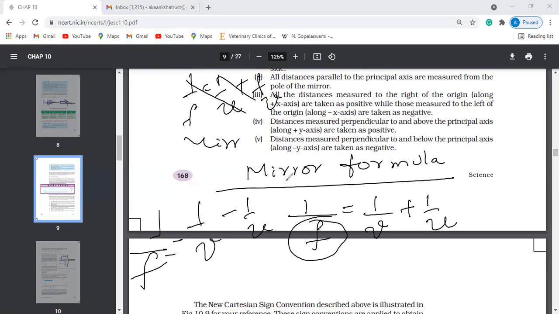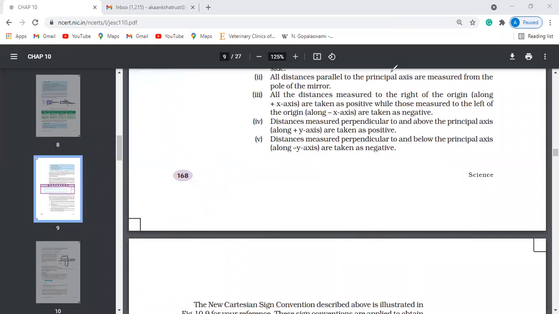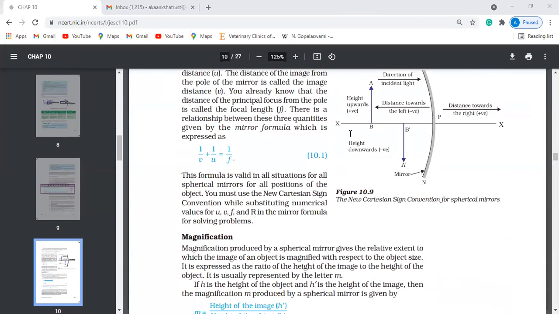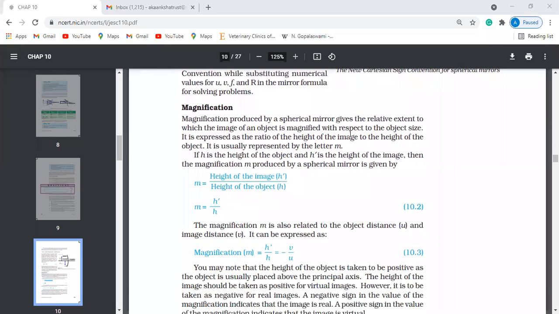So what you can do is remember it in this format. For the next lens chapter, you can just change the sign. That's it. So remember this formula. We are solving some of the problems now. We have one more formula.